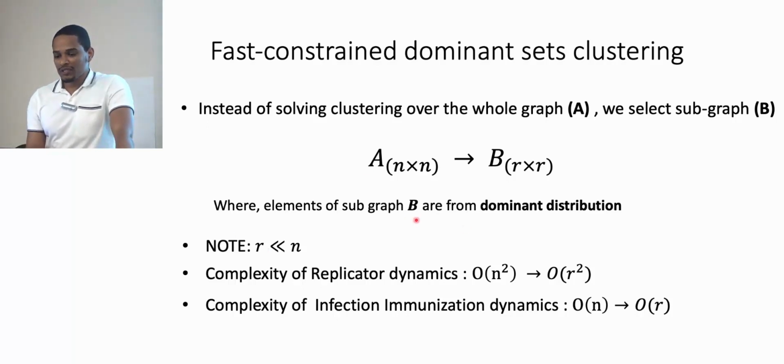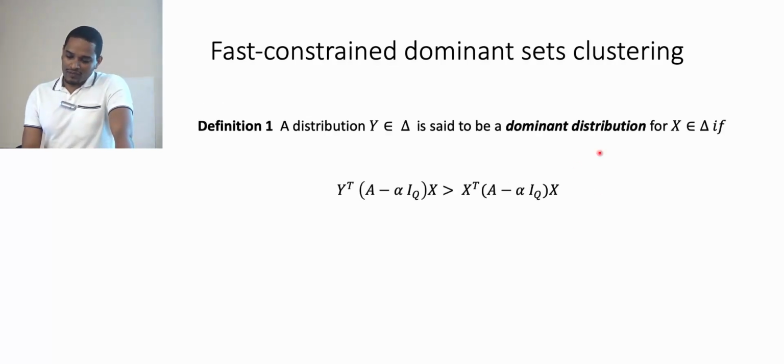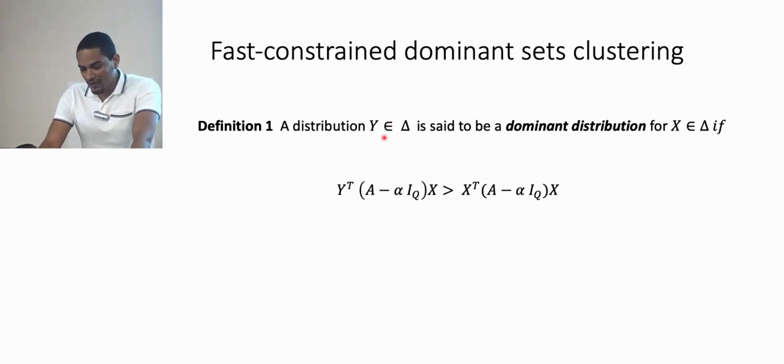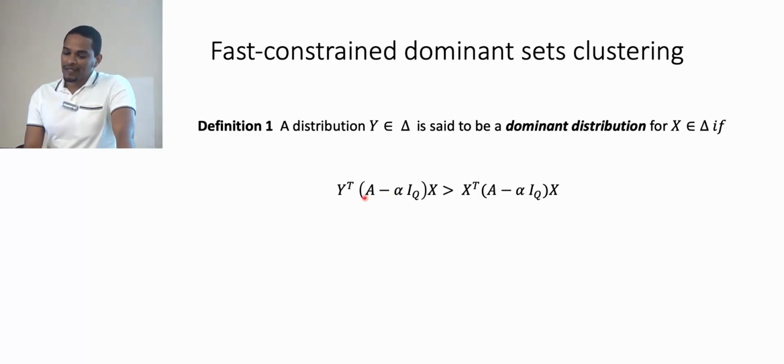So now let's see how we generate this subgraph and what this dominant distribution is. The formal definition of this dominant distribution is as follows. If you give me a distribution y from a standard simplex, it is said to be a dominant distribution if it satisfies this inequality. Intuitively, this inequality says that if you use y as a solution, I will get a more compact set, a more compact cluster, than when I use x. This formula gives you the overall compactness of the result or the cluster. So in that case, y is a dominant distribution over x. I can get a better result if I use y.